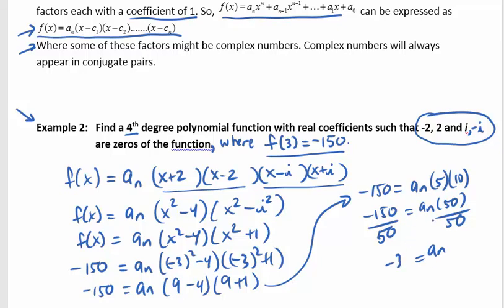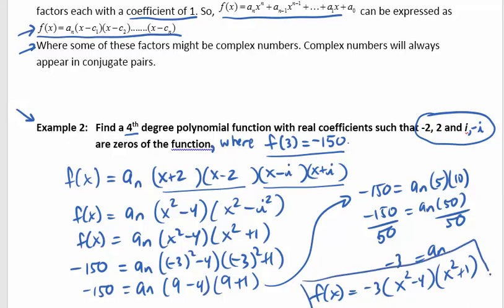So now that I found a sub n, I want to write my whole polynomial function here. So f of x is equal to negative 3 times x squared minus 4 times x squared plus 1. It's cleaner to say plus 1 here, so let's just say that. And there is my polynomial function.